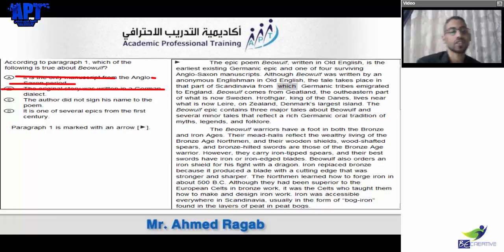Let's think here. The author did not sign his name to the poem. So we can see here, anonymous Englishman. Anonymous means he didn't sign his name. So the third one is wrong.